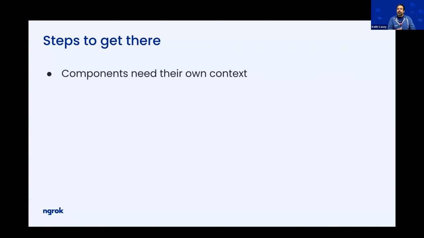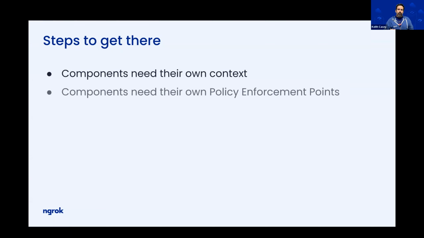So this is a much more complicated model. I know it's kind of unfortunate. Like I said, zero trust is not zero effort. But the components need to have their own context. They need to understand what's normal for them, what's good behavior, what's bad behavior. And in some ways, they need to be able to sound the alarm. So they need their own policy enforcement points.